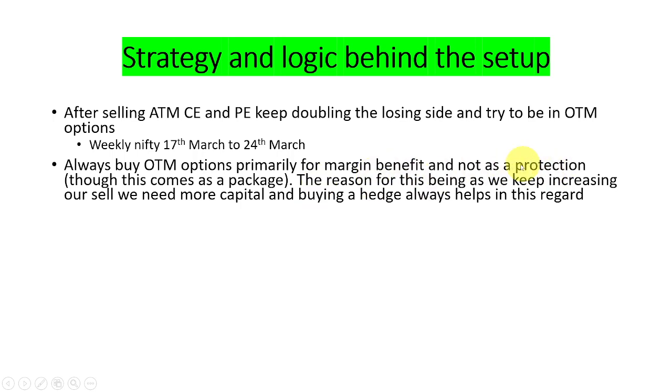Actually this is not majorly for hedging or protection. The primary objective is margin benefit, because as I told before, the capital needed in this strategy is kind of unknown, because we keep multiplying it by 2 or whatever number you want. The one that is sold at ATM should not go into deep ITM, so we keep pushing it to OTM by selling twice or thrice the quantity. So for that we need more capital, and for that alone we are going to buy more OTM options.